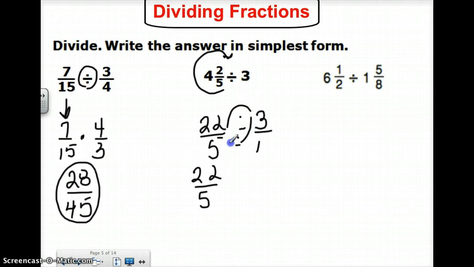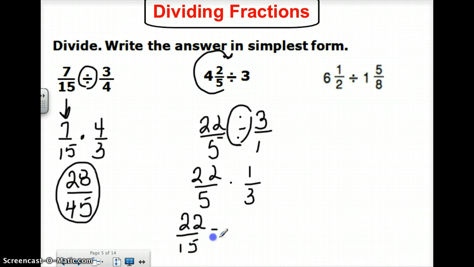Whoa, things are moving around on me. Division to multiplication, and flip 3/1, which becomes 1/3. Can anything cross cancel? 5 and 1? Nope. 3 and 22? Nope, that doesn't cross cancel either. So go ahead and multiply: 22/15. Now this is an improper fraction.